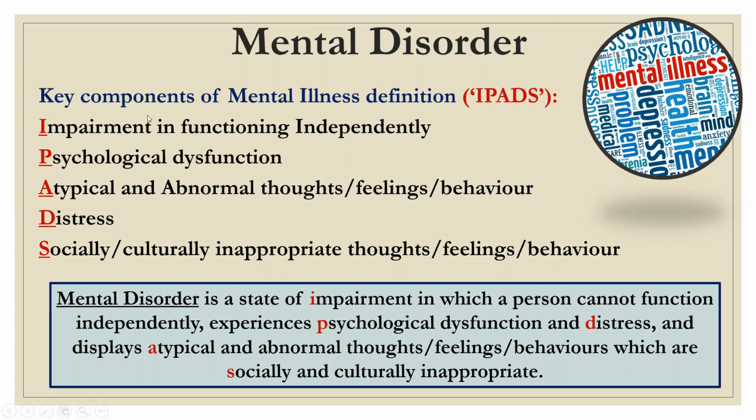So just tying these components together now. Mental disorder is a state of impairment in which a person cannot function independently. They experience psychological dysfunction, distress, and they display atypical and abnormal thoughts, feelings, and behaviors which are not appropriate for their society or for their culture that they live in. So that's all you've got to do. It doesn't matter what order you put these words in. It doesn't matter if the socially, culturally inappropriate part goes first and psychological dysfunction moves to the bottom. It doesn't matter as long as you're including those 5 key terms there, okay? And you can use that mnemonic to remember them.